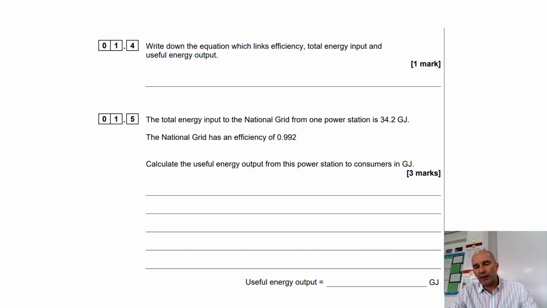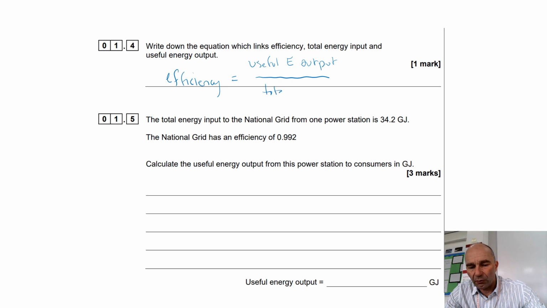Then on 1.4, again, we need to know your formulas. In this case, there's no symbols that you can use to make this one shorter. So efficiency equals, in this case, useful energy output divided by the total energy input. You just need to know your formulas. It's as simple as that. And then, of course, the next question, it's worth 3 marks. If you don't know the previous answer, it's very difficult to get any of those marks.